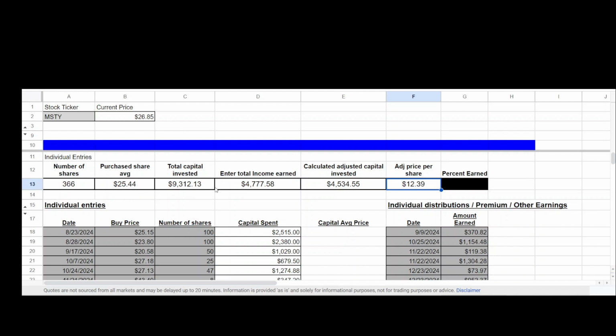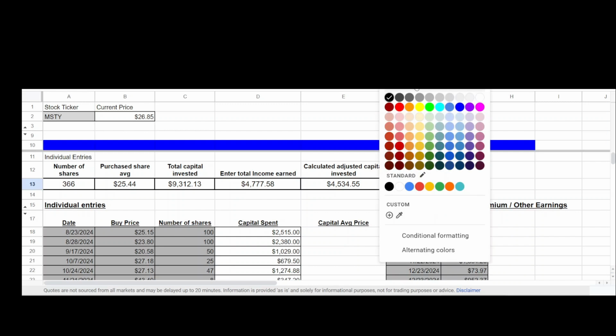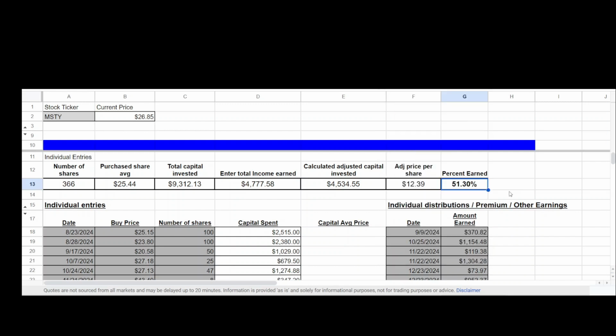If you take the $12.39 price per share, that is now my new calculated average, not $25.44. I want to also incorporate my distributions. So with incorporating the distributions back in, it is now $12.39 per share for 366 shares. So what is the percent that I have earned back on my money so far? Another exciting moment, 51.3%. Not too bad, not too bad.